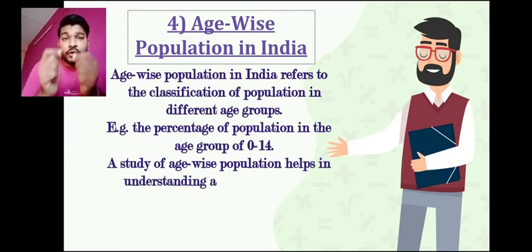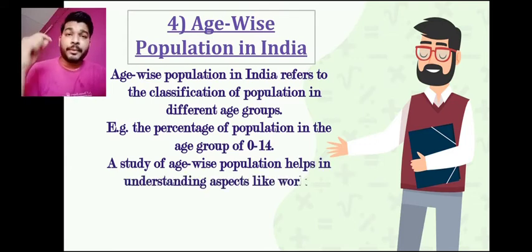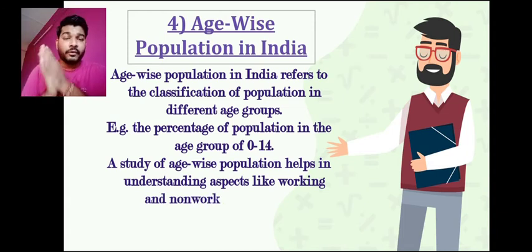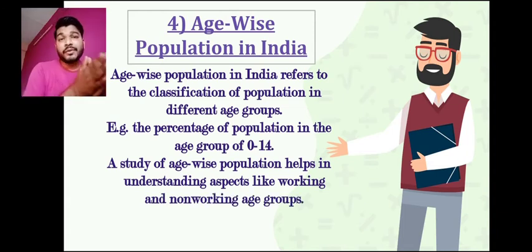That is, if we take the 0 to 14 age group, by what percentage it has increased over the period of time from 1951 till 2011, because the most recent census data is from 2011. So this helps us to study whether our population is in a working or non-working age group.